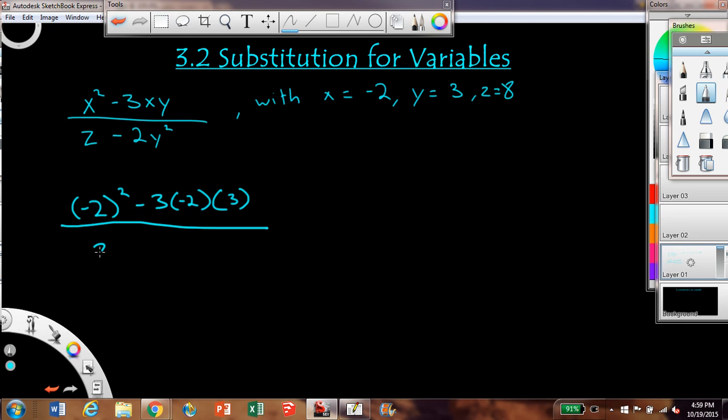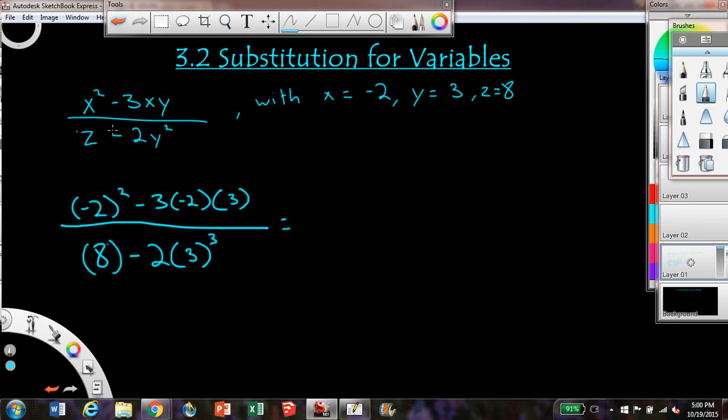Okay, let's see here. Z is going to be 8. Let's be consistent. Parentheses, take out the z, put 8 in its place. Minus 2, parentheses, y is going to be 3, and that is being squared. All right, now it looks like a handful. It's really not that bad. We just have to go through and do the operations.